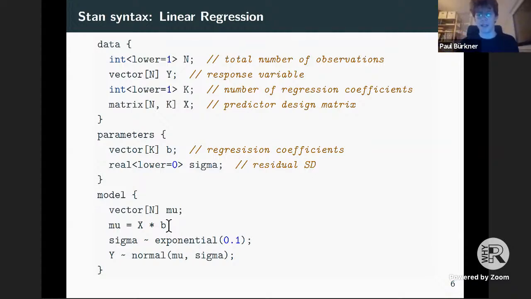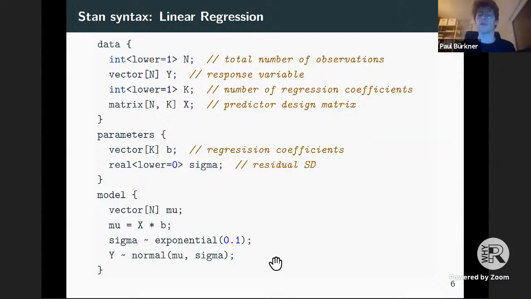Finally, in the model block, we put everything together. So we're defining a linear predictor vector, which I call mu, and mu is simply the matrix product of x, our design matrix, times the regression coefficients b. We can specify a prior. For example, we can say that sigma should have an exponential prior with rate 0.1, if that was appropriate for our data. And then we finally also specify the likelihood and say y, that is the response variable, is normally distributed with this mean linear predictor vector mu and the residual standard deviation sigma. Right? So this is just in a nutshell some basic Stan syntax.